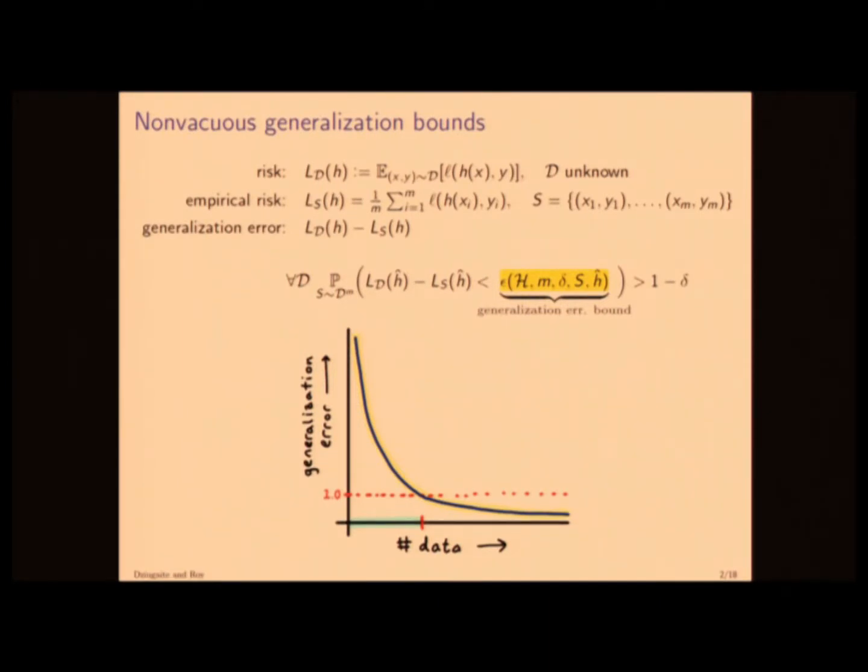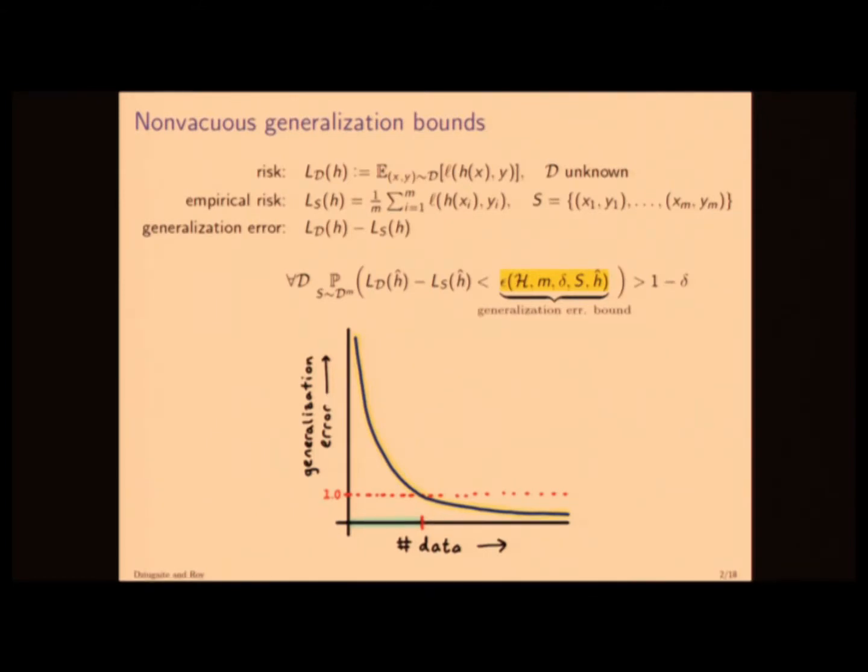I guess the key mathematical structure we're after is a non-vacuous generalization bound. So this is setting up some notation, but I also want to emphasize this plot. We're after neural networks with small risk. Our tractor beam is going to be the empirical risk. We're going to chase that by, say, using stochastic gradient descent. And we're interested in the generalization error, so the difference between the risk and the empirical risk.